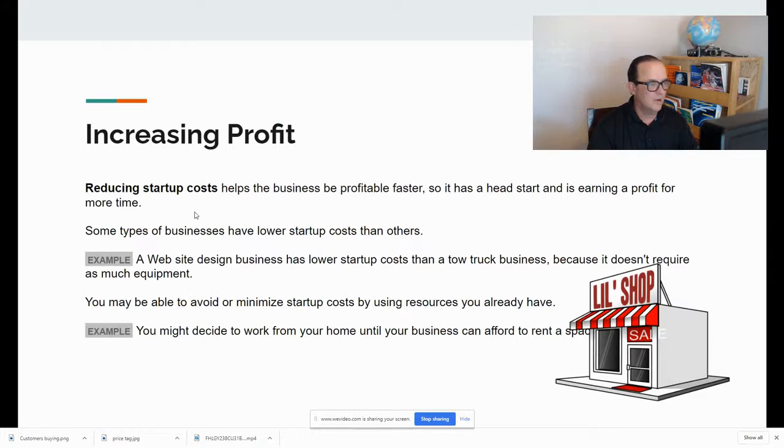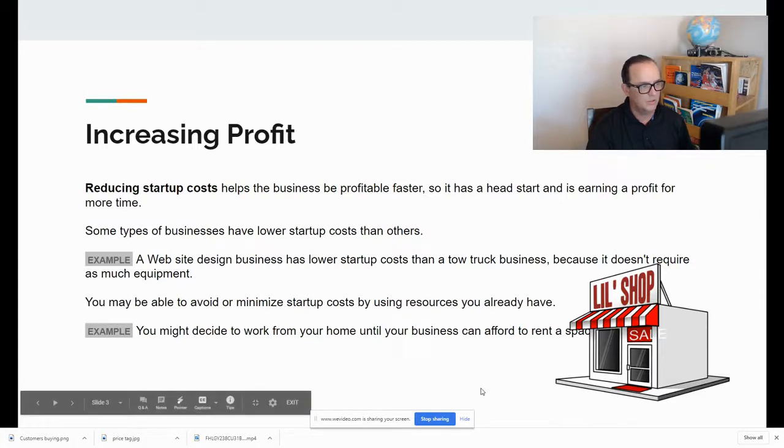So increasing profit, there's many ways you can do that. And one of the ways you can do it is reducing your startup costs. You can use some of the things that you already have. Here it gives an example. A website design business has lower startup costs than a tow truck business because it doesn't require as much equipment. So also here, you might decide to work from your home until your business can afford to rent space. So they call that barriers to entry. You want to minimize that so it's easier to start up your business, and that way it'll increase your profit.